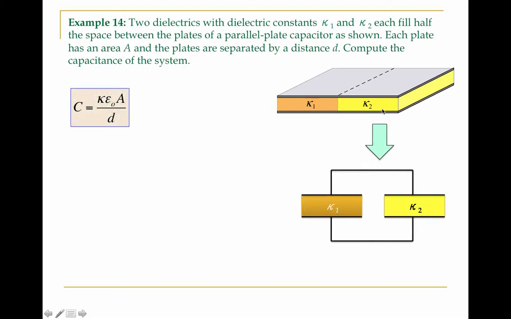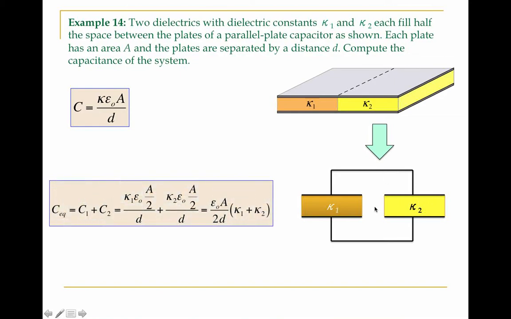Now, the way this should look is simply a parallel combination, except now I have kappa 1, kappa 2, and this area is half A, and this area is half A, and d is the same. So since they're parallel, you simply add, so C equivalent will be C1 plus C2, and C1 will be simply kappa 1, epsilon, and area over 2 divided by d. So this is simply kappa 1 multiplied by C. And this is again kappa 2 multiplied by C, except the area is half of the area.